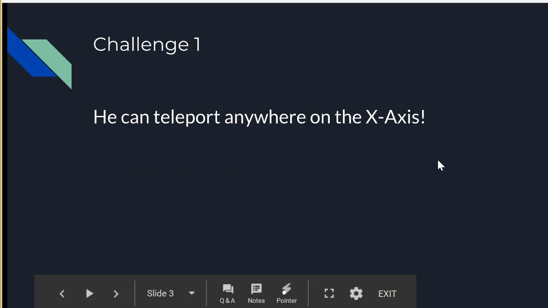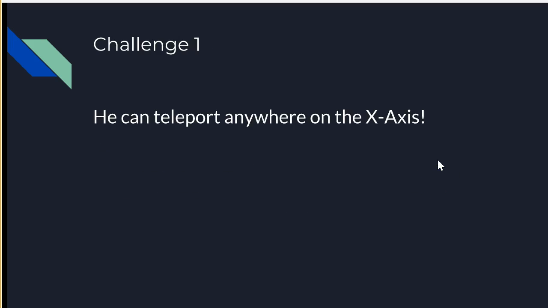So the very first thing I want you to try to do is make this so he can teleport anywhere he wants to on the x-axis. Right now he's kind of sequestered, and I want you to allow him to hop wherever he wants. Let me show you exactly what I'm talking about.